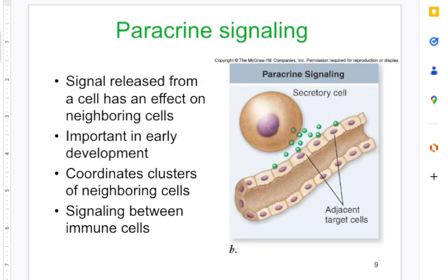Paracrine signaling is a signal released from a cell that has an effect on cells around it. This is also important in early development because you're actually kind of like secreting into the general space where you don't have to think about where the target is. It's just going to affect these neighboring cells. It coordinates clusters of neighboring cells, and it's a huge component in signaling immune cells. So one of the groups this week is going to have the Claudin cascade, which is hugely important for paracrine signaling.